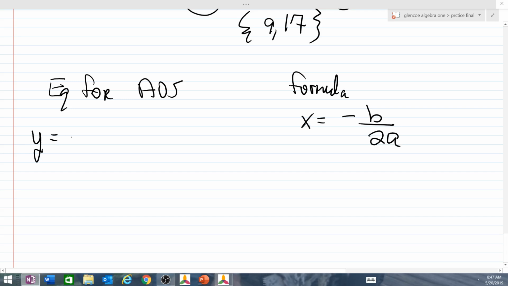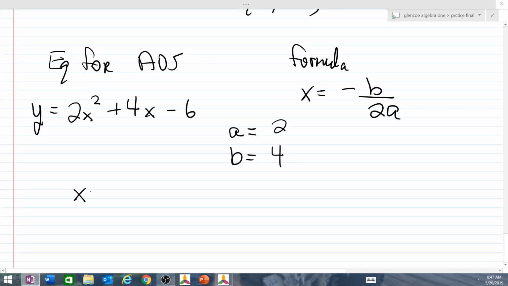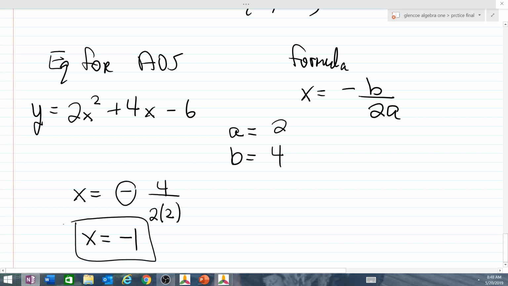So they want you to write the equation for the axis of symmetry of y equals 2x squared plus 4x minus 6. You have to identify what a and b are. A equals what, guys? Just 2. What does b equal? 4. Okay, so now you plug it in. X equals negative 4 over 2 times 2, or x equals negative 1. A negative sign is part of the formula. So the axis of symmetry is x equals negative 1. Choice A.